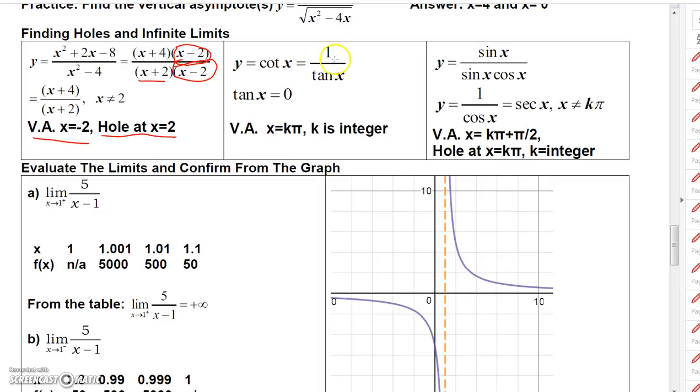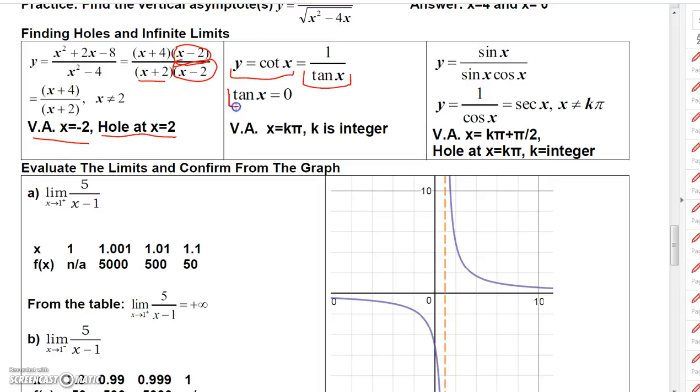For cotangent x, trig functions are difficult because they cycle through several periods. So cotangent x is 1 over tangent x.